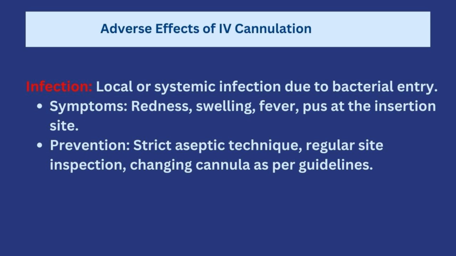Local or systemic infection can also occur during IV cannulations because there might be bacterial entry into the bloodstream. Symptoms of this include redness, swelling, fever, increased temperature, increased pulse, as well as pus forming around the insertion site. And how to prevent this is to ensure that you maintain strict aseptic techniques when you're inserting the cannula, check the site consistently, and change the cannula as per guidelines.